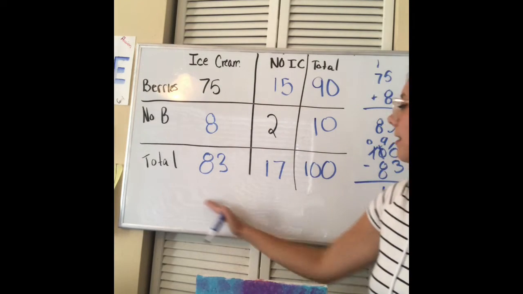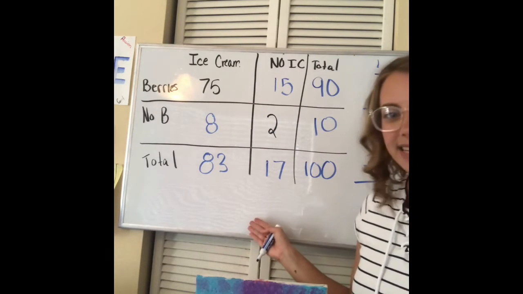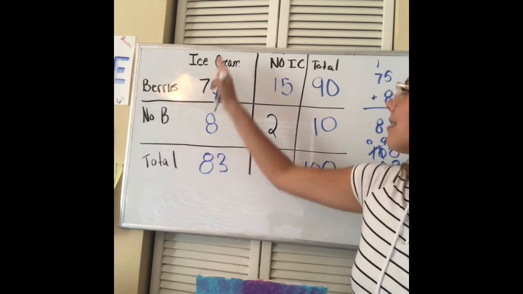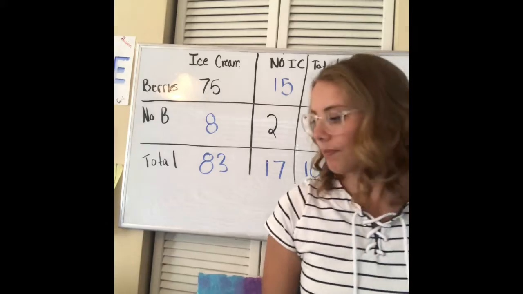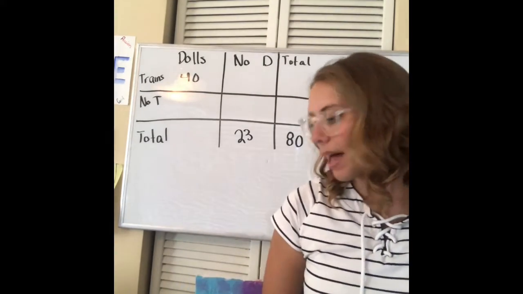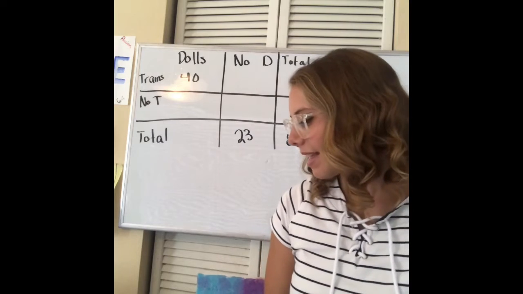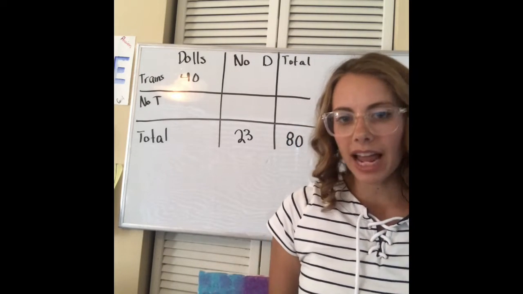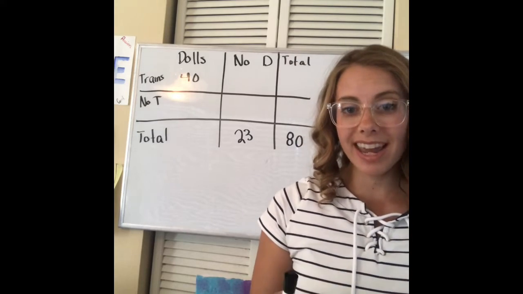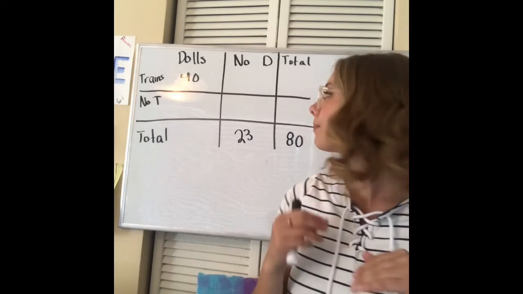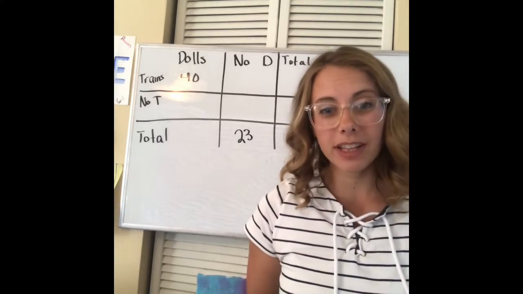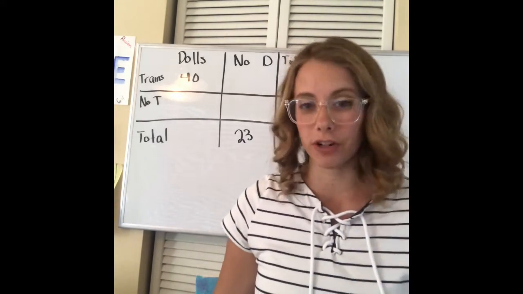So this is our two-way data table of people who like or don't like berries and like or don't like ice cream. Let's move on to number 8. All right, number 8, Isabel surveyed 80 kids, and of the kids who like dolls, 30% more kids like trains. I'm looking at that and I'm thinking that's kind of difficult. I'm going to fill in what I can figure out first.